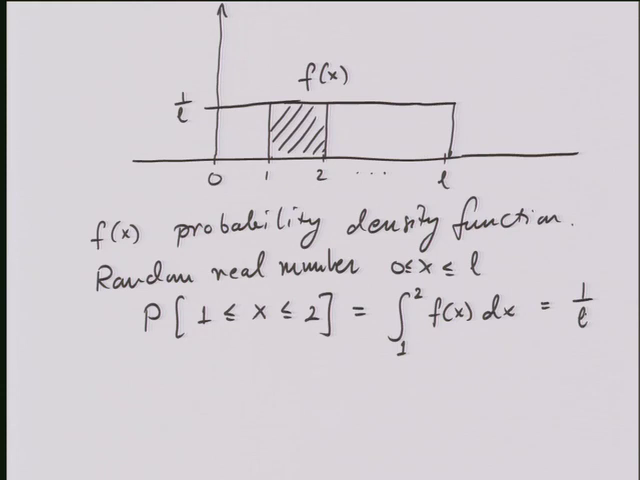Now, what conditions must f of x satisfy? First, f of x must be greater than or equal to 0 for all x. Because if it became negative anywhere, then you could find some interval where the probability of being in that interval is negative, and we can't have that with probabilities. The second condition is that the integral from minus infinity to infinity of f of x equals 1. That says that something always happens. So these are the two conditions that f must satisfy.